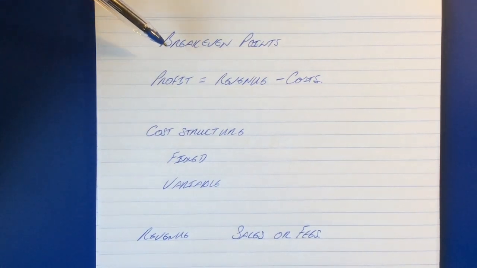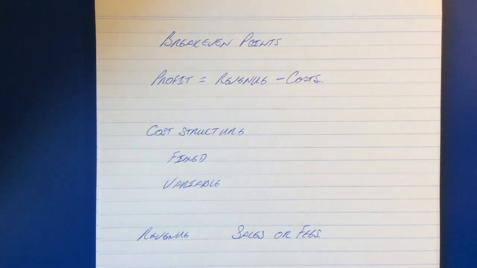A break-even point is the point at which the revenue, the income from a business, is equal to its expenses. It's the point at which it's not making a loss, but it's not yet making a profit.